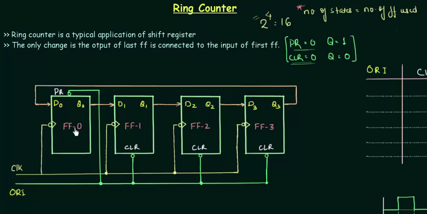So we have used the preset and clear input in a certain manner that I'm going to explain to you. This ORI is an active low signal. Whenever it is low like this, the clear and preset will be in action and there will be change in the circuit. For flip-flop number 1, flip-flop number 2 and flip-flop number 3, you can see that this ORI, the overriding input, is connected to the clear.